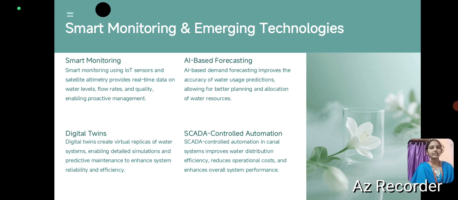Next, digital twins. Digital twins create virtual replicas of water systems, enabling detailed simulation and predictive maintenance to enhance system reliability and efficiency. Next, control automation. SCADA means automation improvements that control canals and pipelines. The system improves water distribution efficiency, reduces operational cost and enhances overall system performance.